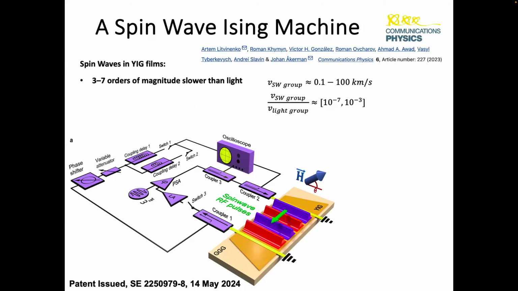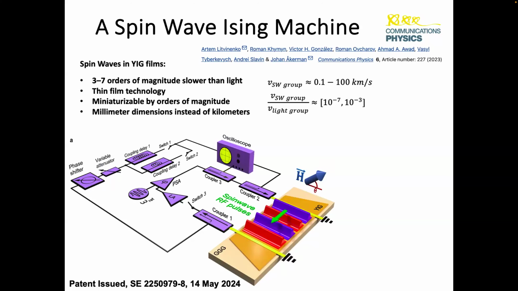There's the other benefit that was the immediate one that we identified, and that's that the group velocity of spin waves is super slow. So 3 to 7 orders of magnitude slower than light, which means that you can miniaturize this now. A group velocity of 100 meters per second means that you can use millimeter-sized waveguides. Now, this then leads to miniaturization. It's a thin film technology. We can pattern these YIG films. We can get millimeter dimensions instead of kilometer dimensions.